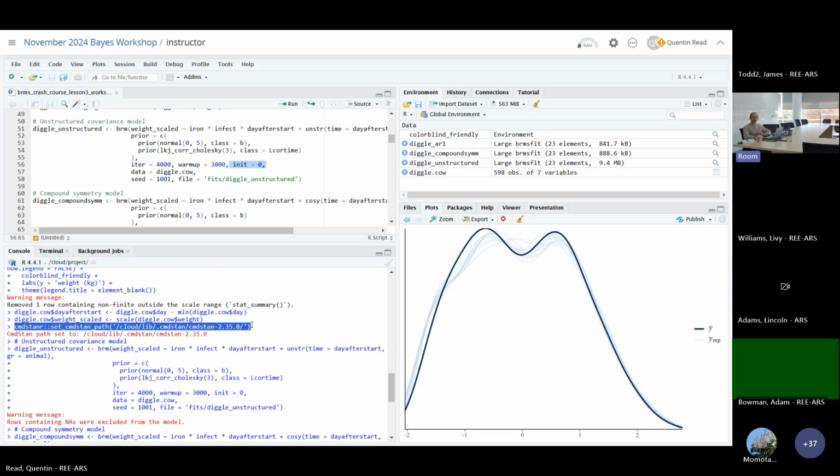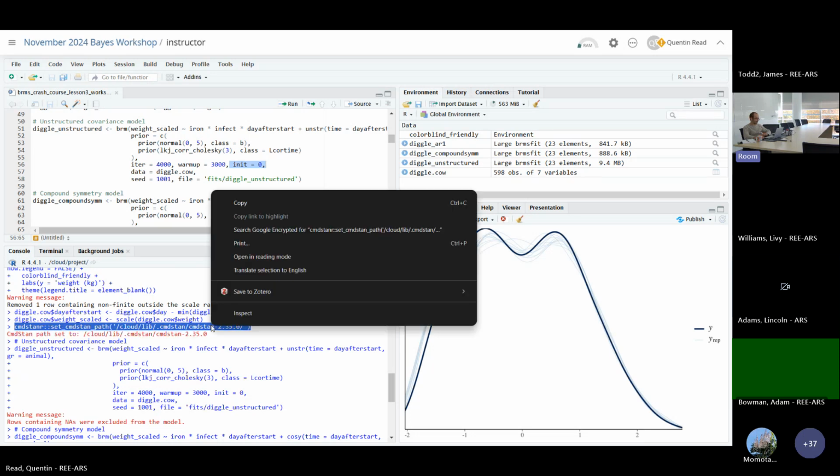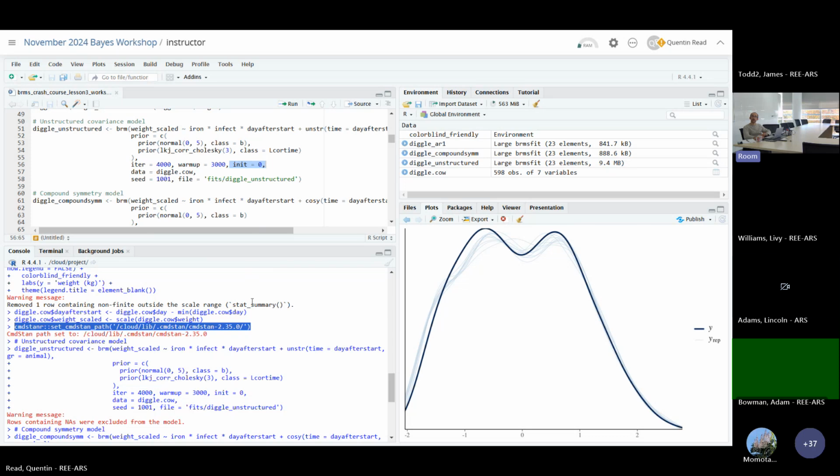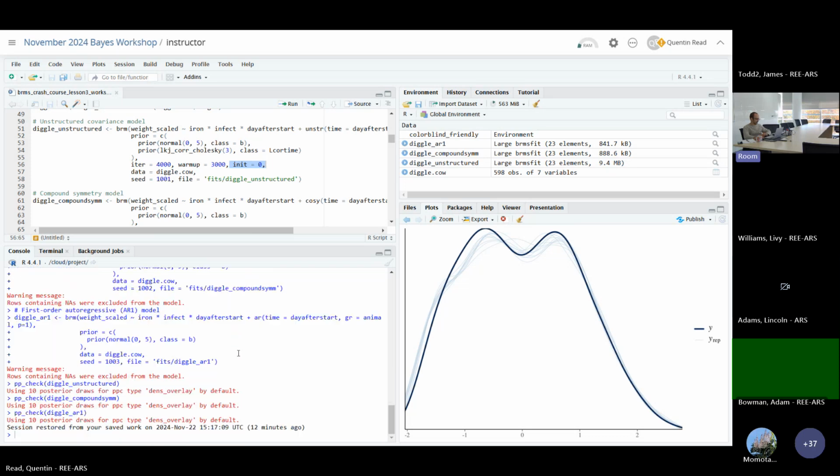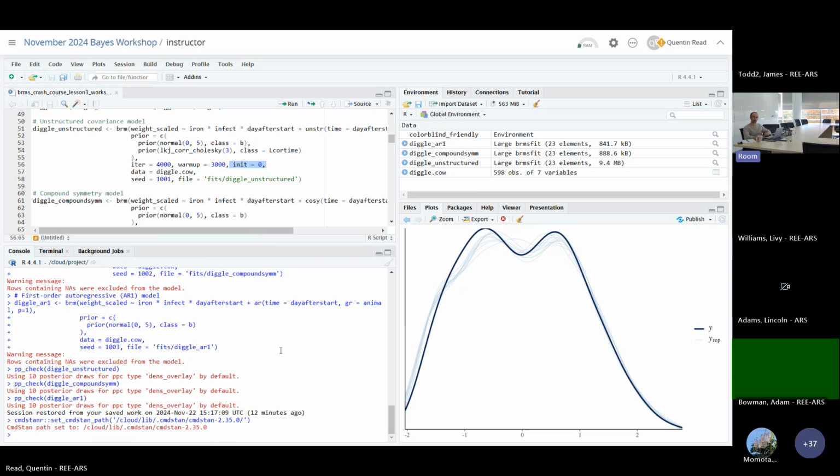My thing fell asleep, so I think I might have to reset the path to Stan. So I'll copy that and run it again. And it's annoying why that keeps happening on here.